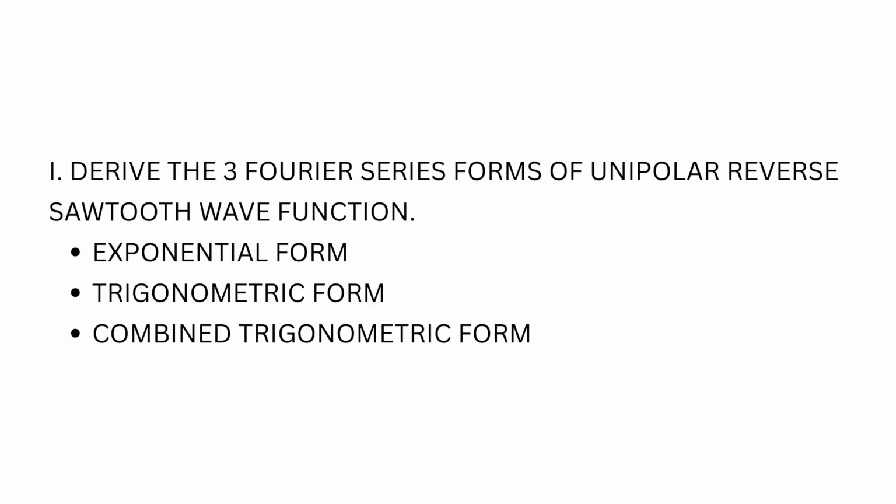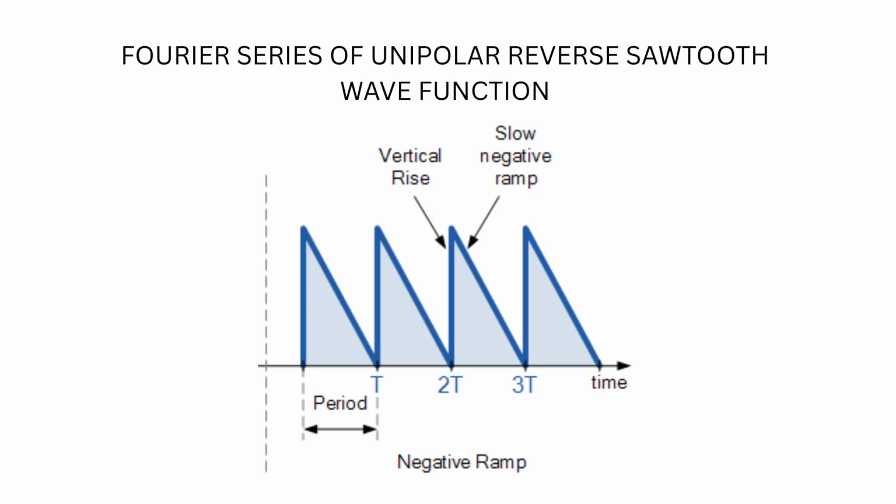Now, we're going to derive the Fourier series forms of a unipolar reverse sawtooth wave function. So, we have the exponential form, trigonometric form, and combined trigonometric form. Here we have the unipolar reverse sawtooth, also called a negative ramp waveform. This signal is defined over one period, T, and then repeats periodically in time.